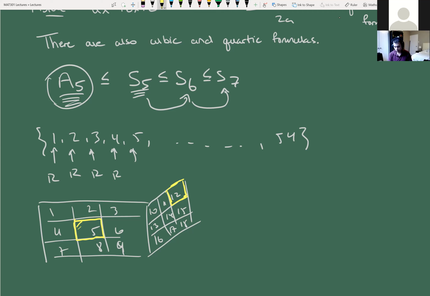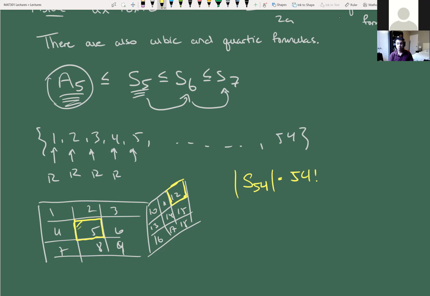Even if it's not all of S54, remember the size of S54 is 54 factorial, which is a stupidly big number, right? So even if the Rubik's Cube group is a small fraction of the size of that group, it's still gigantic, right? Think about all the possible permutations you can do with the Rubik's Cube. It is a gigantic, gigantic group, right?